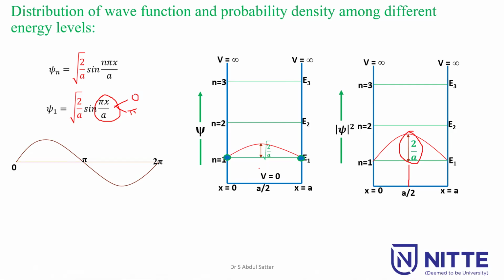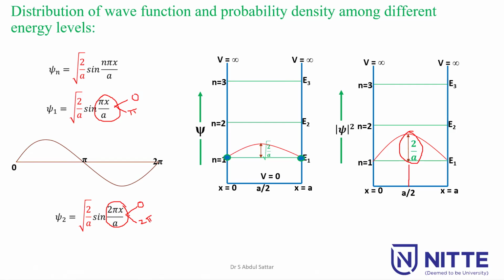And if you take n equal to 2 here, then we will get psi 2 equal to root 2 by a sine 2 pi x by a. So you put again x equal to 0. At x equal to 0, sine 0 is 0, so this function becomes 0. And x equal to a, the a will cancel. This becomes 2 pi, and sine 2 pi is again 0.